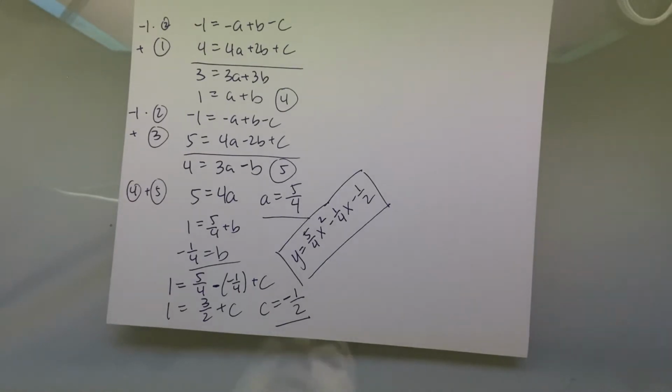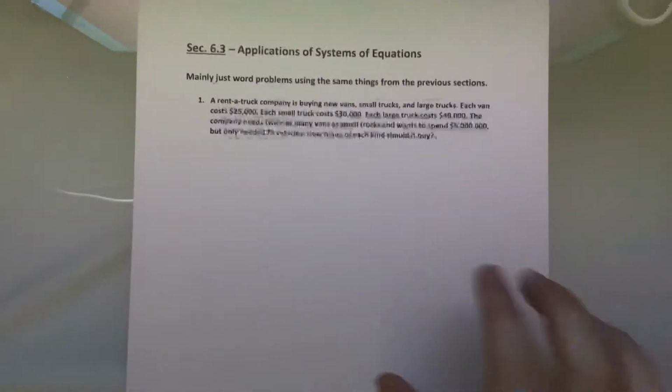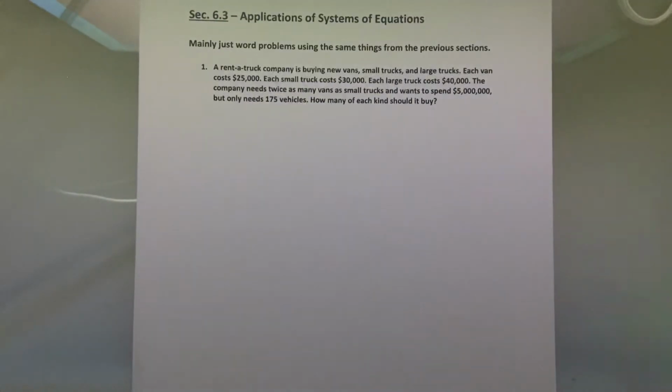And there's another one of these on here for you to do, but we'll go ahead and jump into 6.3, which is word problems using systems of equations. Nothing new content-wise, just equations. So a rent-a-truck company is buying new vans, small trucks, and large trucks. Each van costs $25,000, small truck costs $30,000, and large truck costs $40,000. The company needs twice as many vans as small trucks and wants to spend $5 million, but only needs 175 vehicles. How many of each kind should it buy?